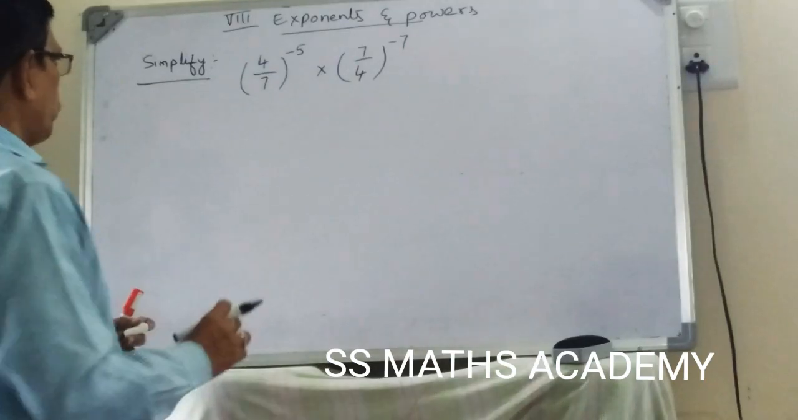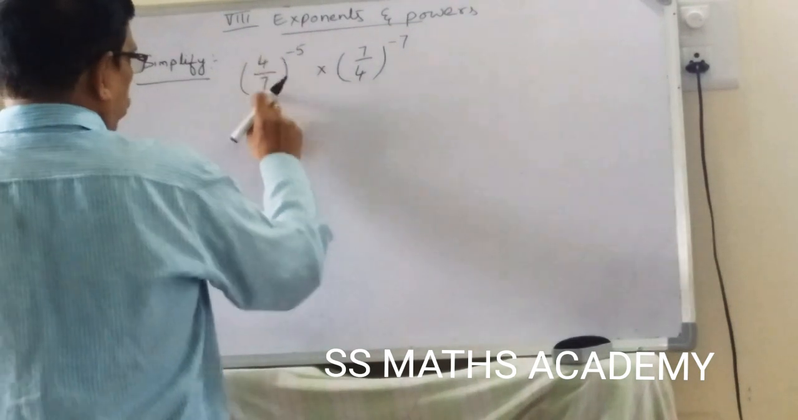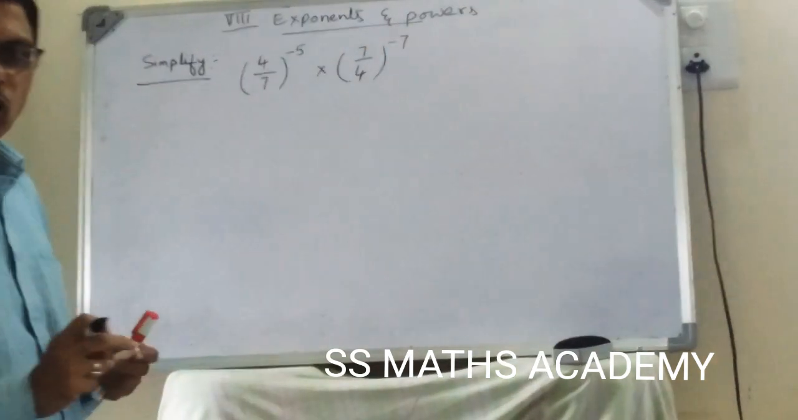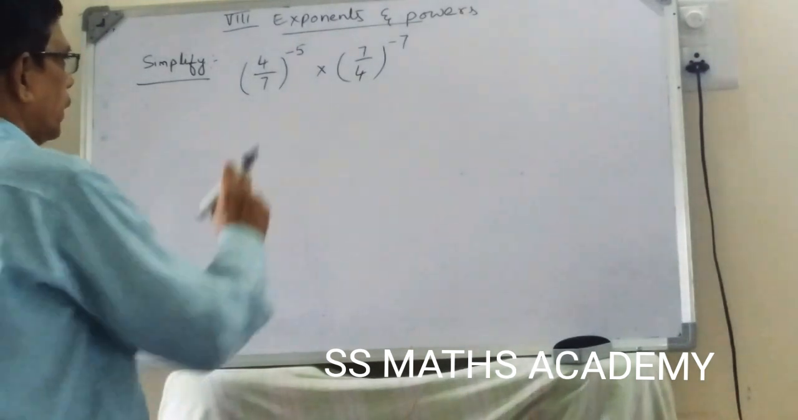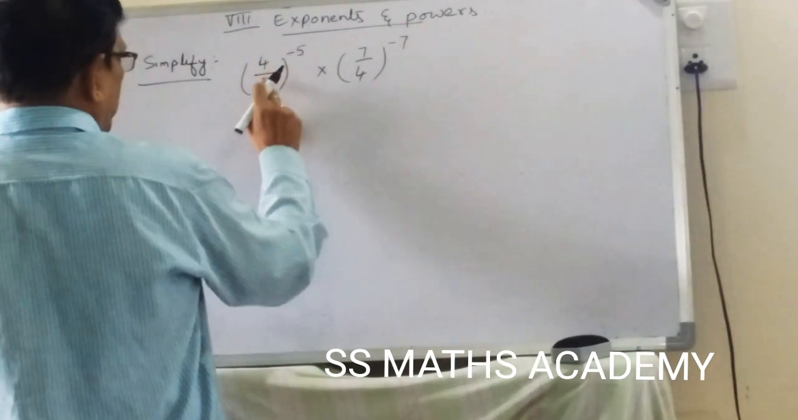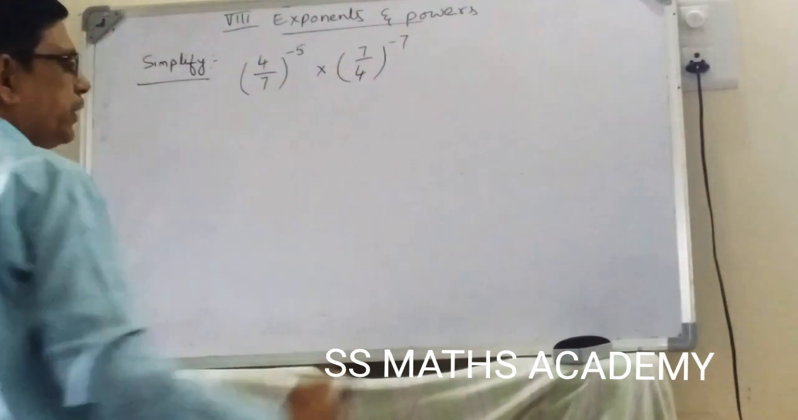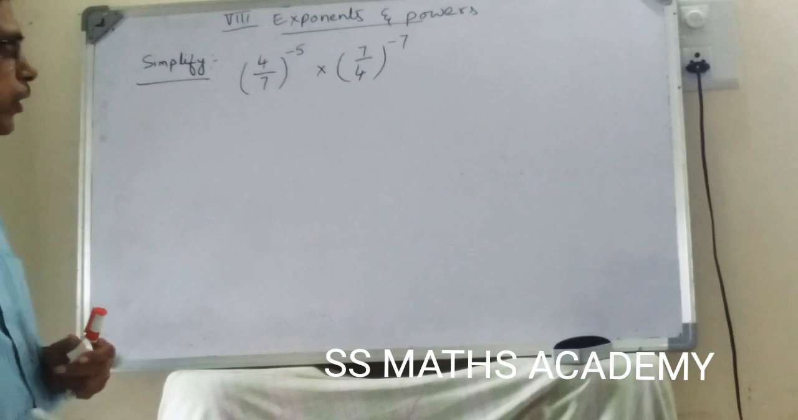Now we take one more problem, simplify: (4/7) to the power of -5 into (7/4) to the power of -7. If we look, here the base is 4/7 and here the base is 7/4. So it is the reciprocal.